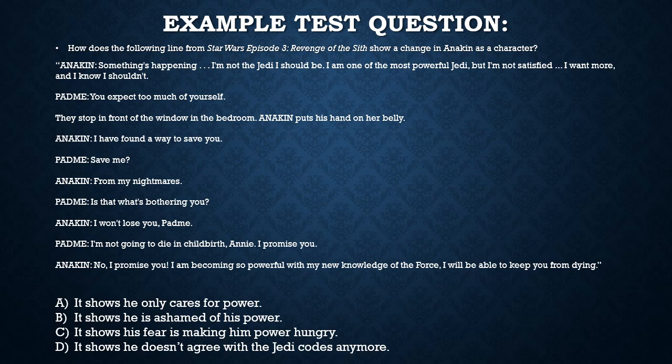It shows he only cares for power. It shows he is ashamed of his power. It shows his fear is making him power hungry. It shows he doesn't agree with the Jedi codes anymore. Okay, so we're going to try to break down how we can find the right answer here given those options.